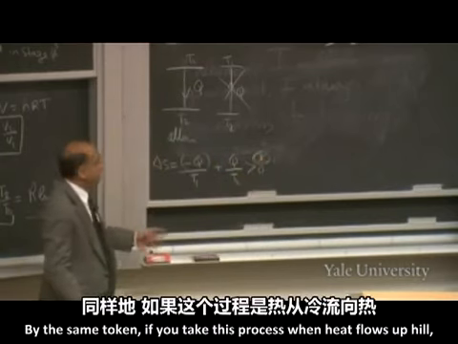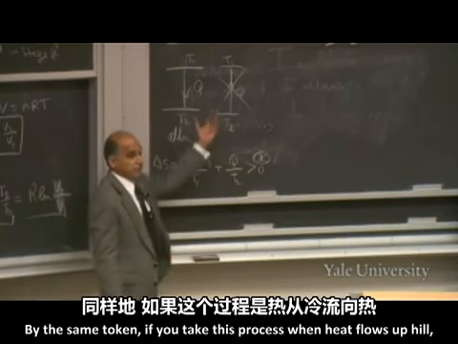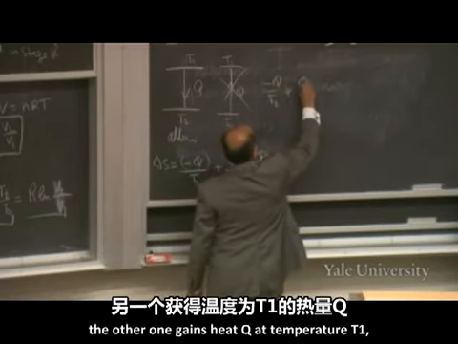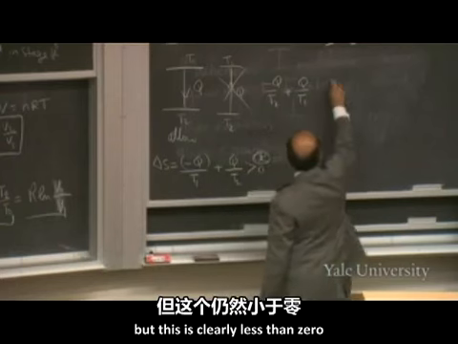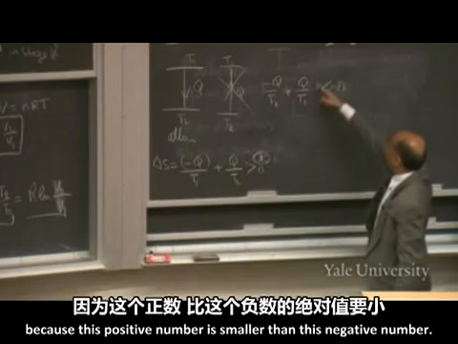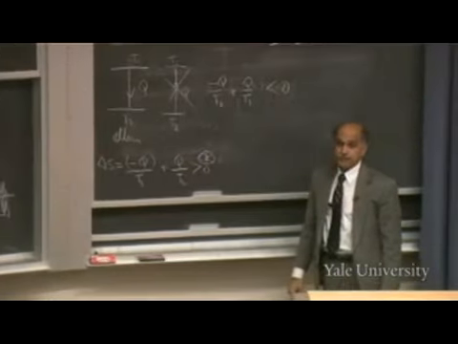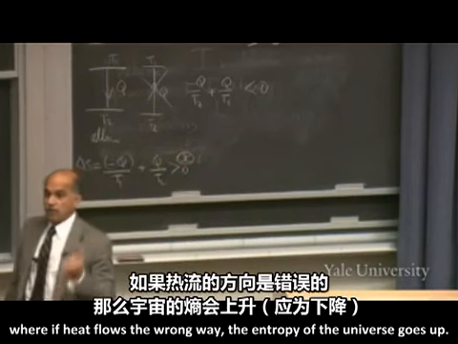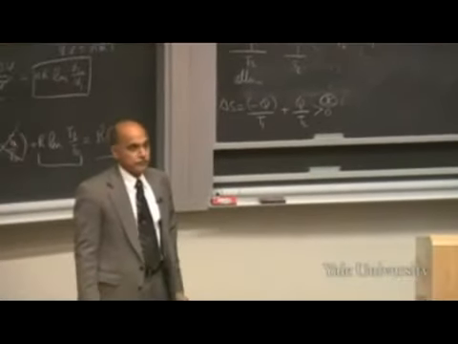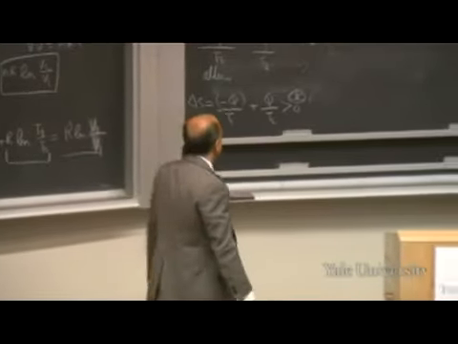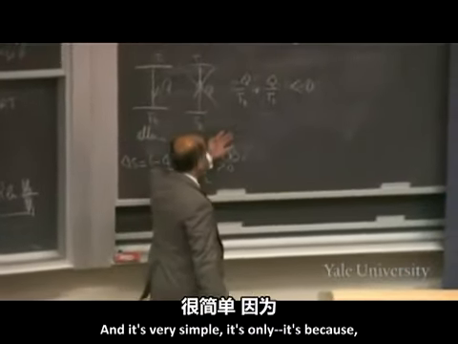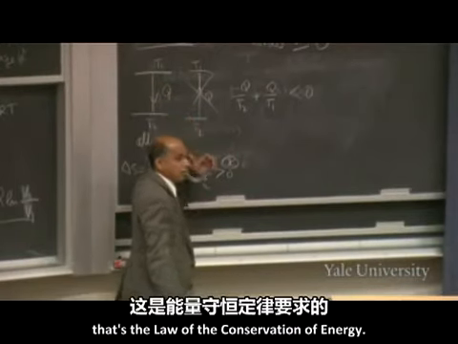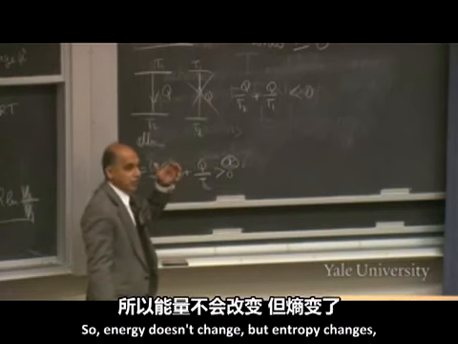By the same token, if you take this process, when heat flows uphill, then this reservoir loses some heat Q at temperature T2. The other one gains heat Q at temperature T1. But this is clearly less than 0 because this positive number is smaller than this negative number. So there you have a very simple example where if heat flows the wrong way, the entropy of the universe goes down. It's because the heat loss of this one is the heat gain of that one. That's the law of conservation of energy. So energy doesn't change, but entropy changes.